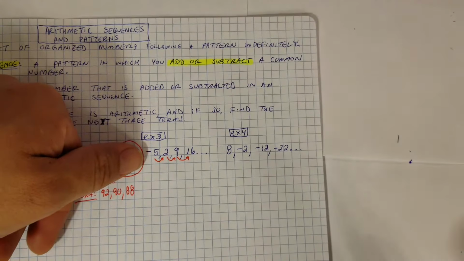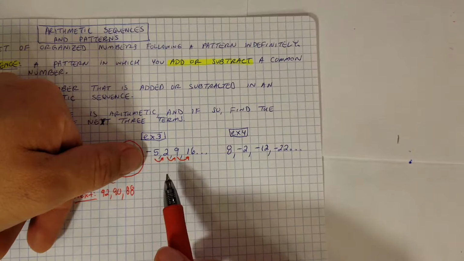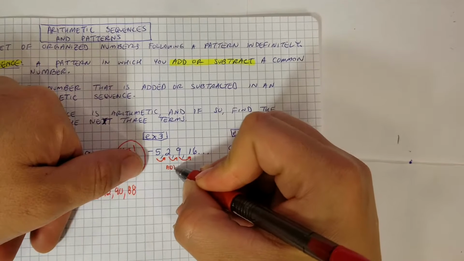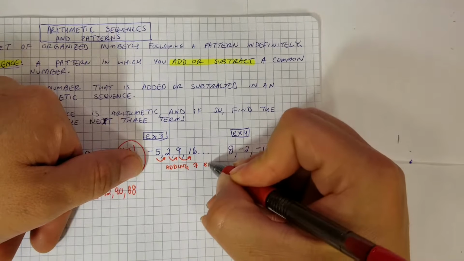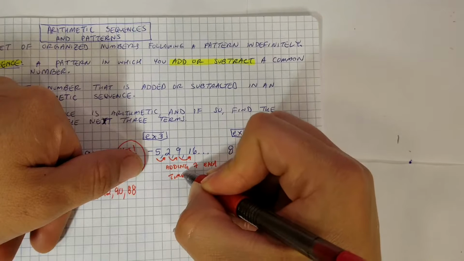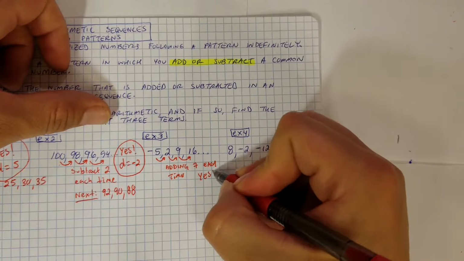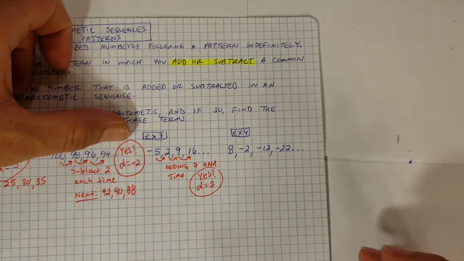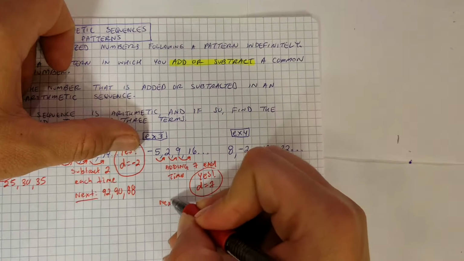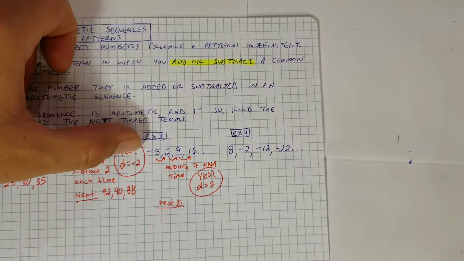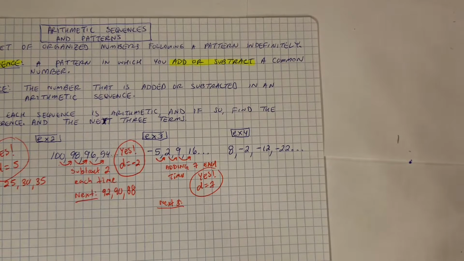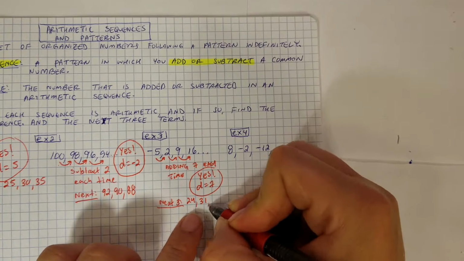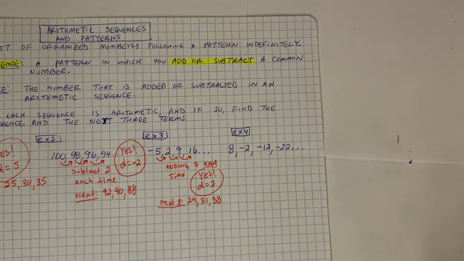The reason why some people get freaked out is because they see a negative and they forget that adding a negative is just the same thing as subtracting, so it kind of gets them messed up. So in this case, we're adding 7 each time, which means that yes, it's arithmetic and D is equal to positive 7. And if you want to figure out what the next 3 terms are, 16 plus 7 is 23, plus 7 is 30... so 24 plus 7 will be 31, plus 7 will be 38. Okay, so there's the next 3 values.